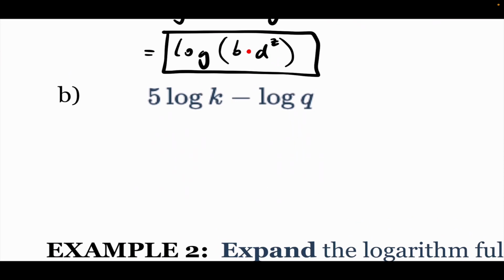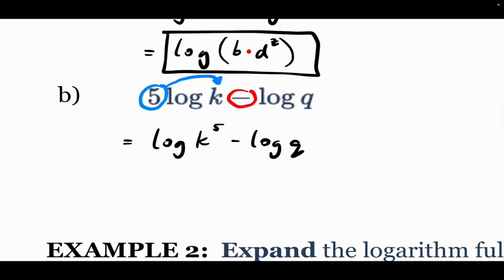Now B. Well, I have subtraction and I also have a number in front. This came from up here, because that's what the power property says: if I have anything in front of a log, it came from the power. So I'm going to move that power back. So log of k to the fifth minus log of q. I have minus. Quotient rule says you can combine those two by using division.